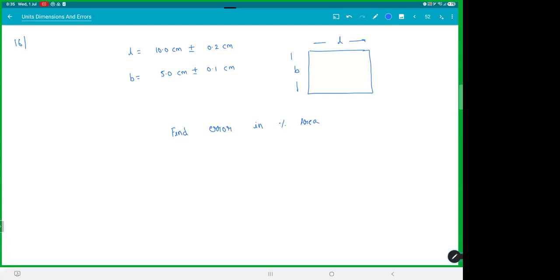Let's get this thing. It's a straightforward question. Maybe I can give you one more like this, with plus or minus 2.0 centimeter. Find the percent error in area.